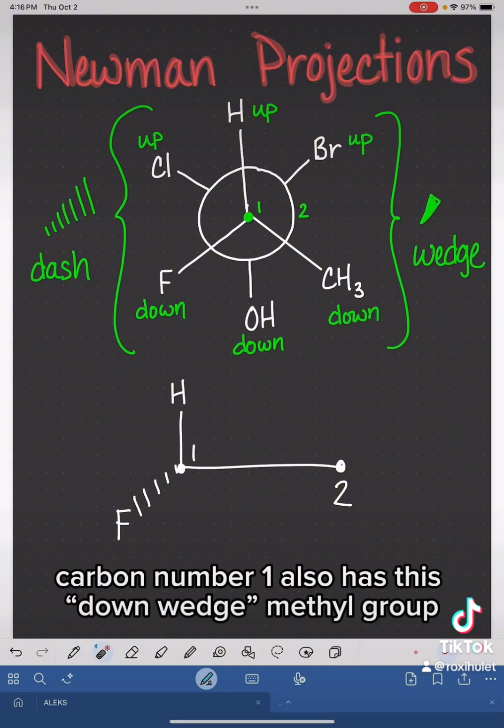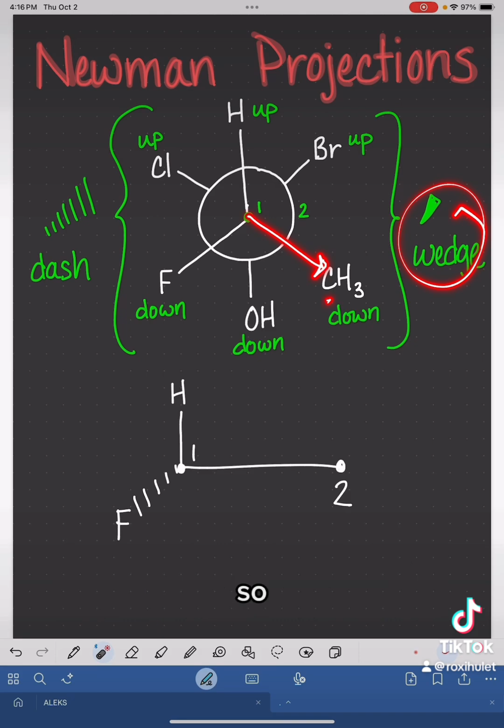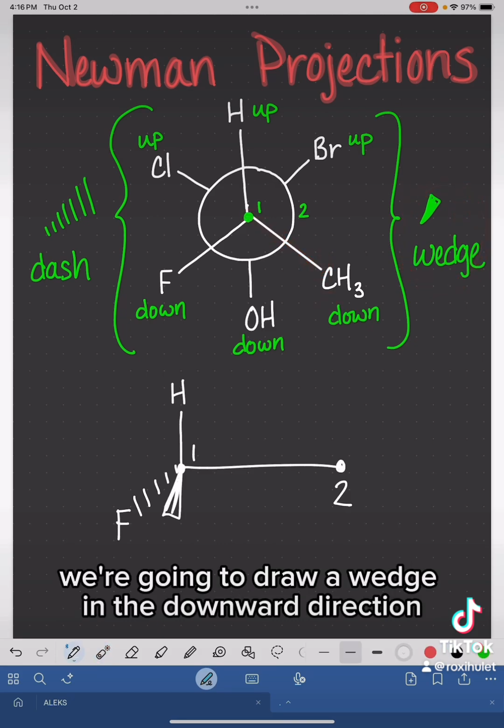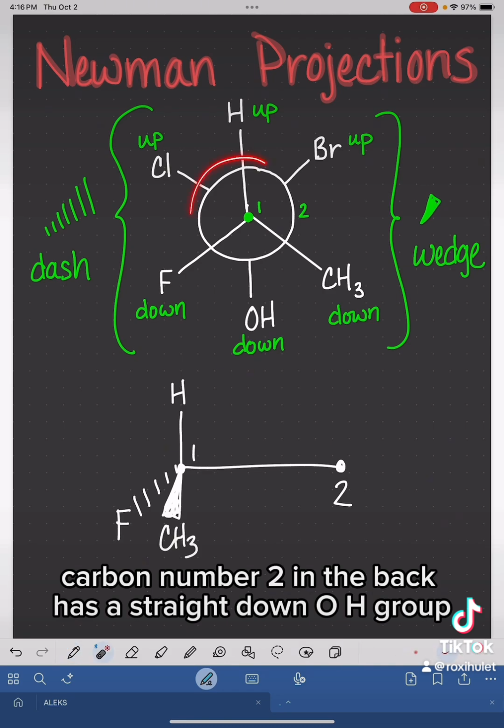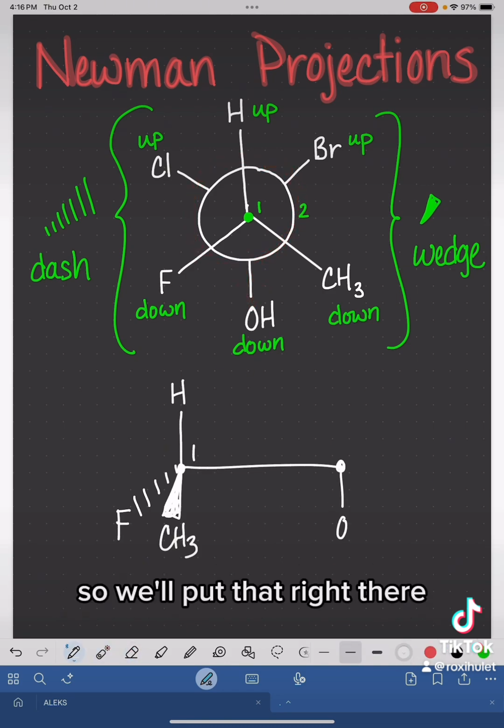Carbon number 1 also has this down wedge methyl group. So we're going to draw a wedge in the downward direction, and that's a methyl group. Carbon number 2 in the back has a straight down OH group. So we'll put that right there.